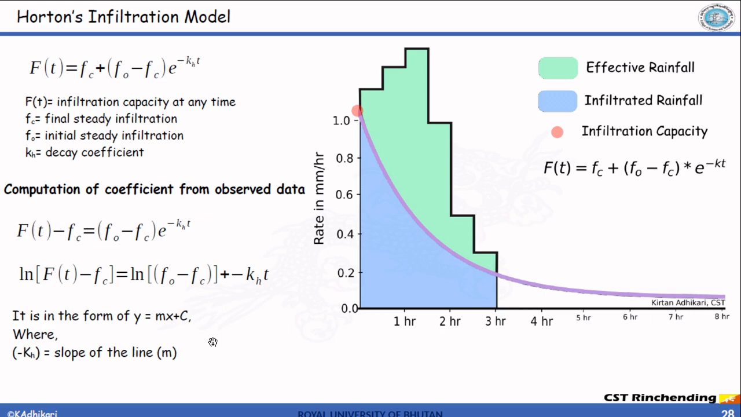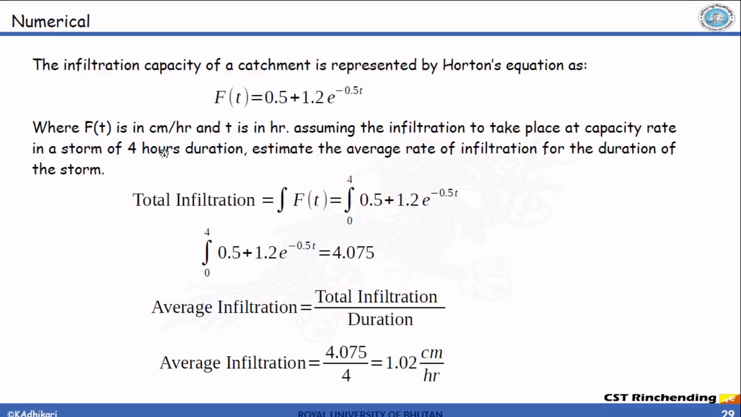With this, let's try to solve a numerical. The infiltration capacity of a catchment is represented by Horton's equation as follows: the infiltration capacity at any time t is given as 0.5 plus 1.2 e raised to minus 0.5t. If you notice, this minus 0.5 is the decay constant, where f(t) is in centimeter per hour and t is in hour. Assuming the infiltration takes place at capacity rate in a storm of 4-hour duration, estimate the average rate of infiltration for the duration of the storm.